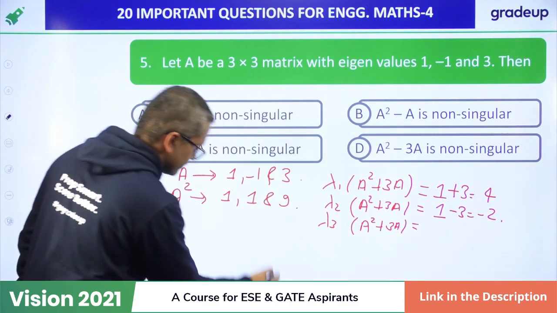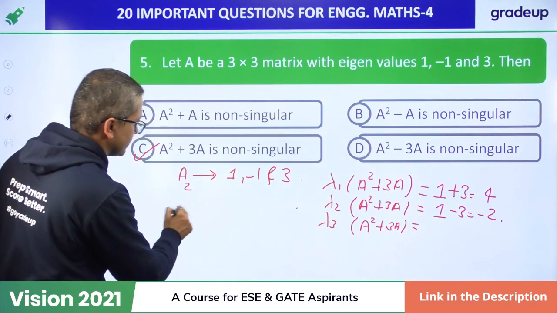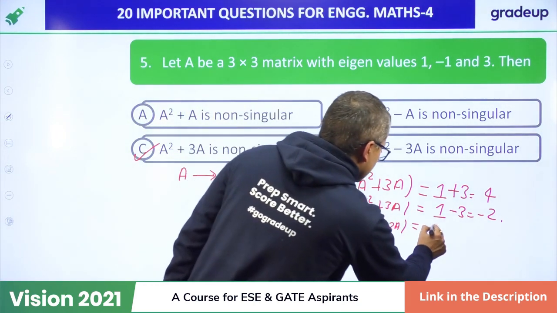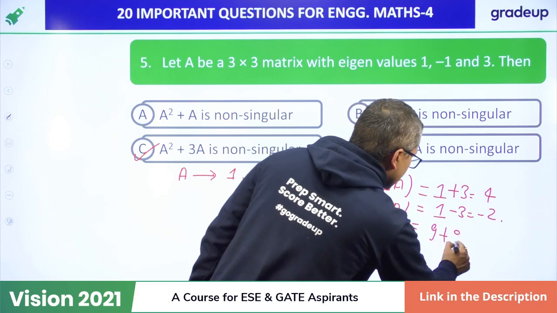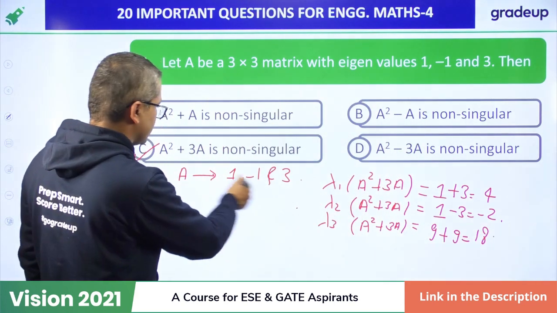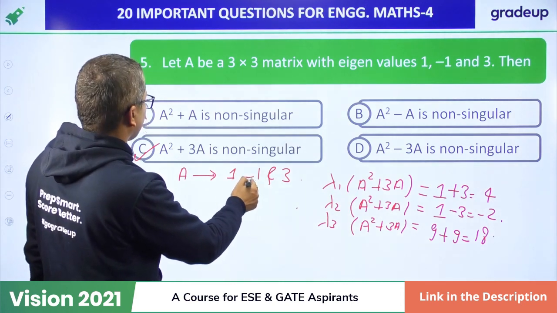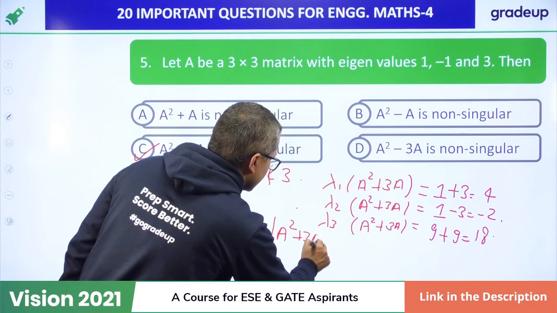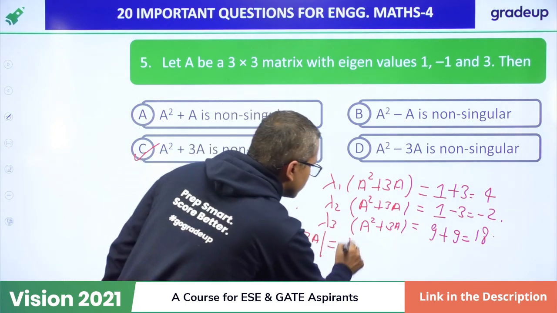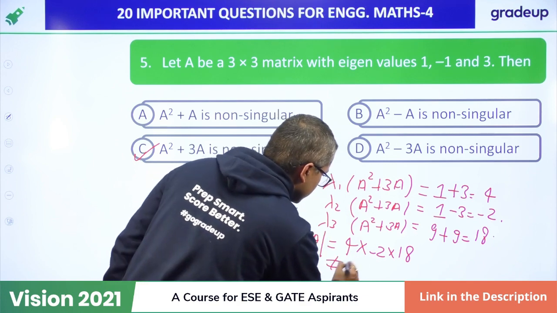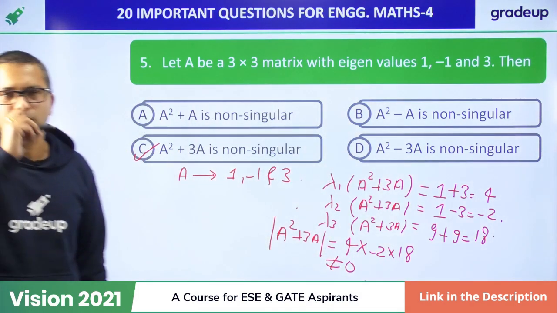You need not consider this, okay? If you're getting confused, it's fine. So I just put 9 plus 9 equals 18. Now obviously, if I calculate the determinant of A square plus 3A, that is nothing but 4 into -2 into 18. Obviously that is not equal to 0. That's why C is the option for us.